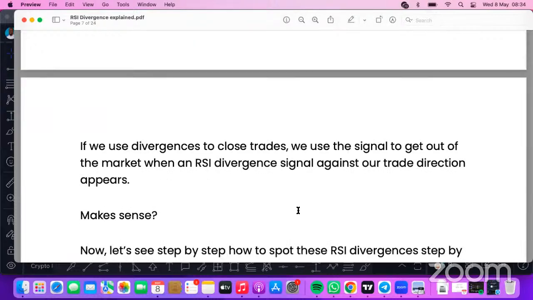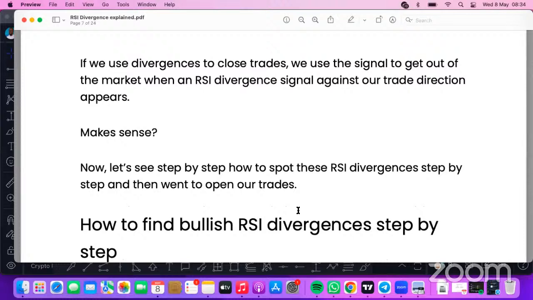If we use divergences to close trades, we use the signal to get out of the market when an RSI divergence signal against our trade direction appears. I hope it makes sense. The market was going up. The market had shown you a bullish divergence, but as you are still in the trade, you see a bearish divergence coming in. That's when you exit the market.